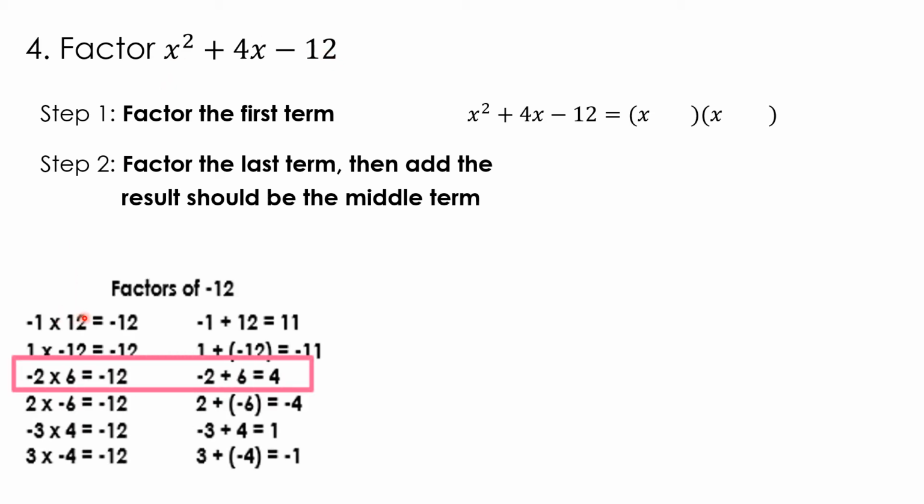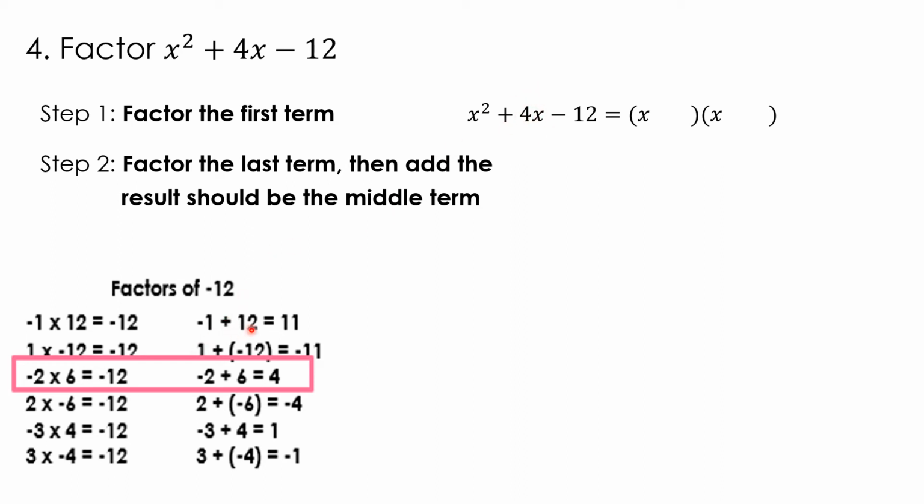So we have negative 1 times 12, so we have negative 12. 1 times negative 12, the result is negative 12. Negative 2 times 6 equals negative 12. 2 times negative 6 equals negative 12. Negative 3 times 4 equals negative 12. 3 times negative 4 equals negative 12. So when you add these two factors, the result must be our middle term, which is positive 4. So we are looking for a positive 4 answer.